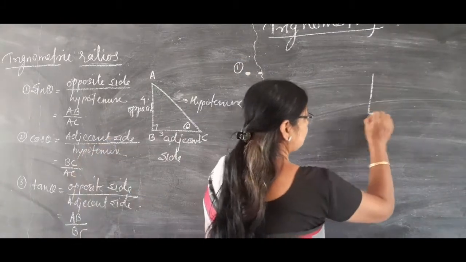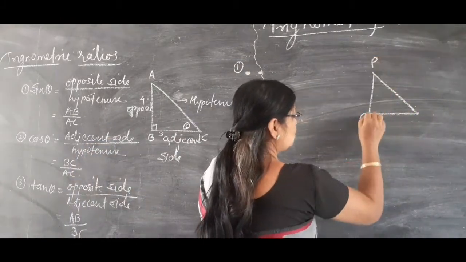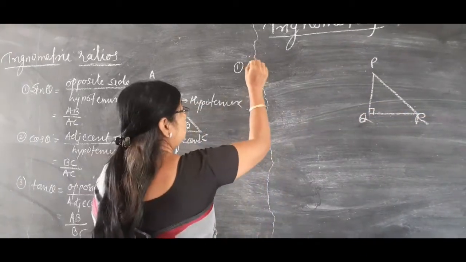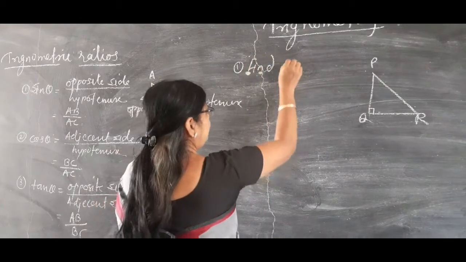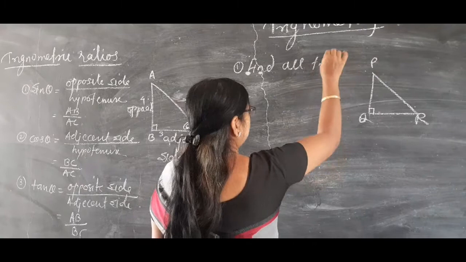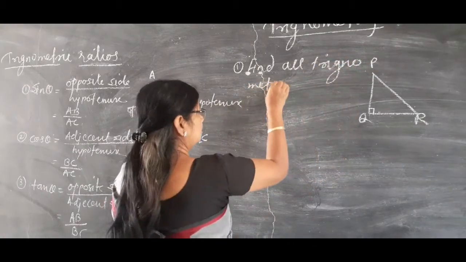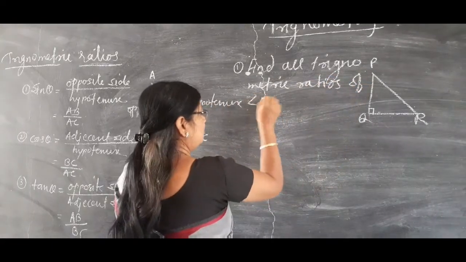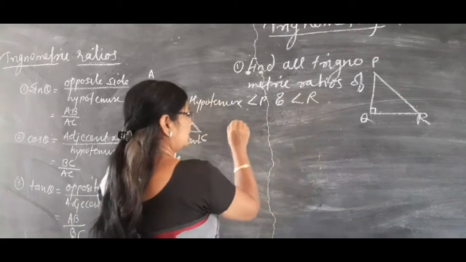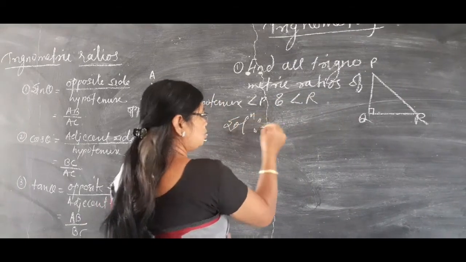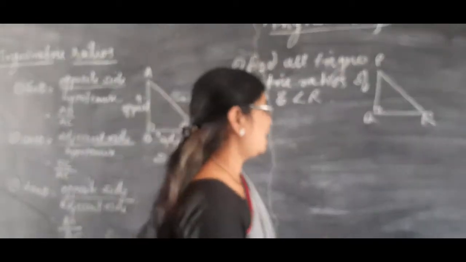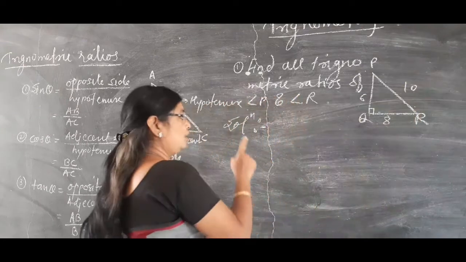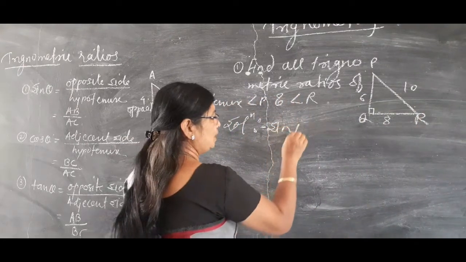Now if triangle PQR is given, then you have to find all trigonometric ratios of angle P and angle R. If values are given, then you have to put in the values. Now first you have to find out sin P.